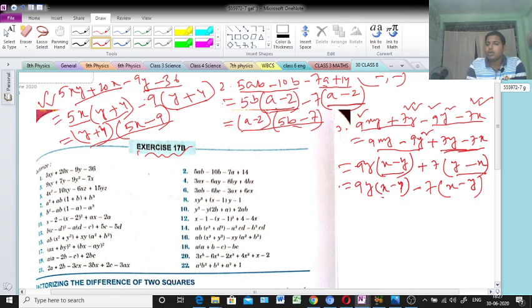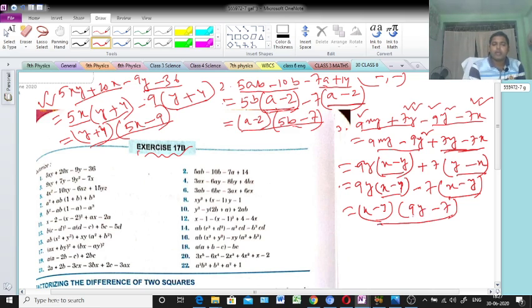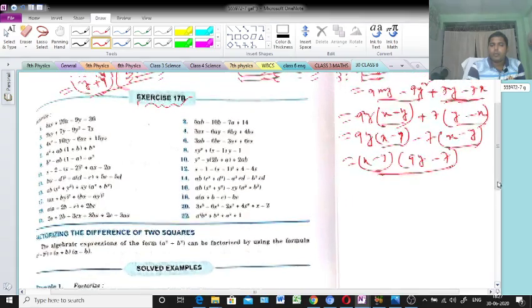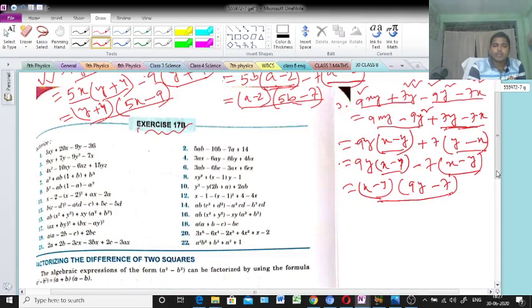So now see, the same things are coming. Now x minus y is the common portion, keep it separately, x minus y, and another thing is coming: 9y minus 7. So this is the answer. Clear or not? Understood? So 1, 2, 3 finished.